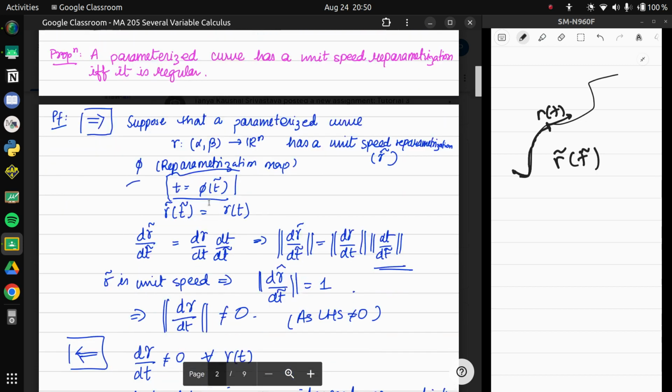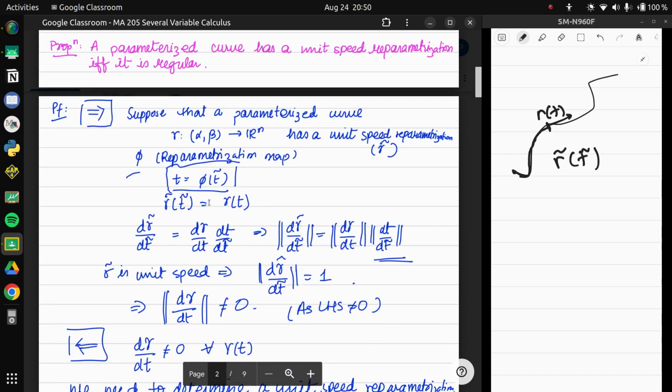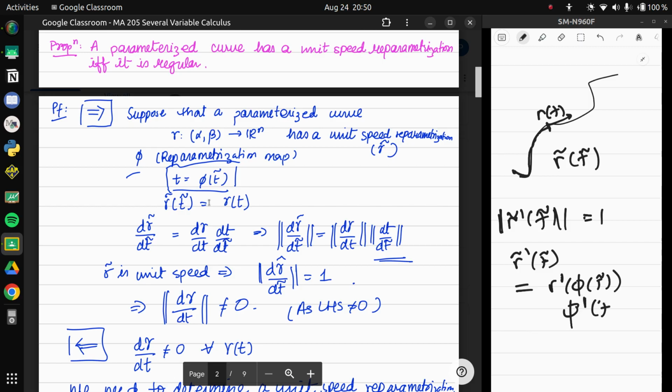Then they go for a unit speed reparameterization. So basically, you reparameterize r of t as r tilde of t tilde such that this r tilde dash t tilde thing has a unit magnitude at all times. And this is actually pretty easy to do because of the last equation we saw. So r tilde dash t tilde is just r of phi of t tilde, so this would be r dash of phi t tilde, and then this guy's derivative is just phi dash of t tilde, right?